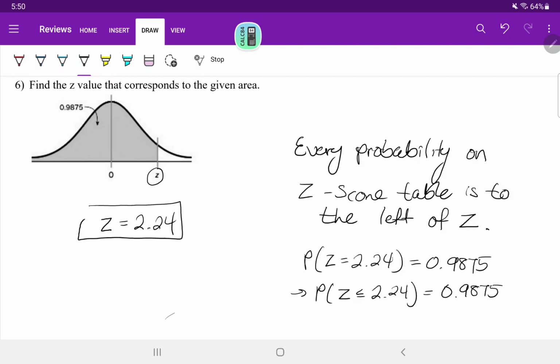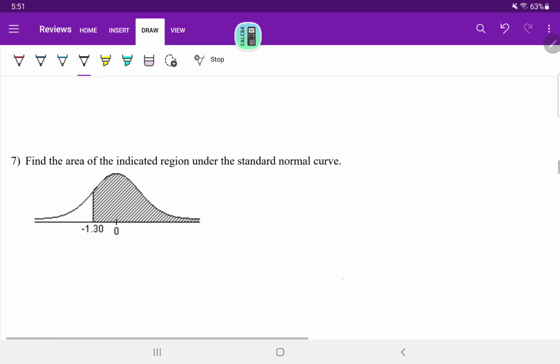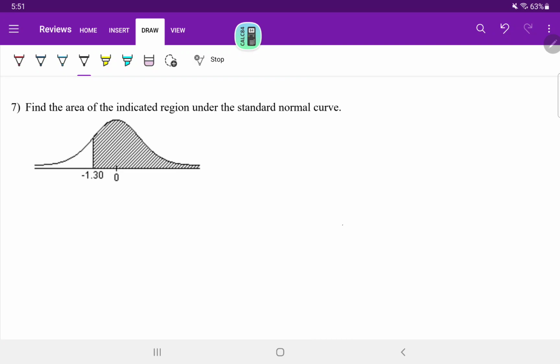But anyways, this is the answer to the question. The z value is going to be 2.24. Let's do question number 7 now. Number 7 says, find the area of the indicated region under the standard normal curve. And this time, we see that it is shaded to the right.